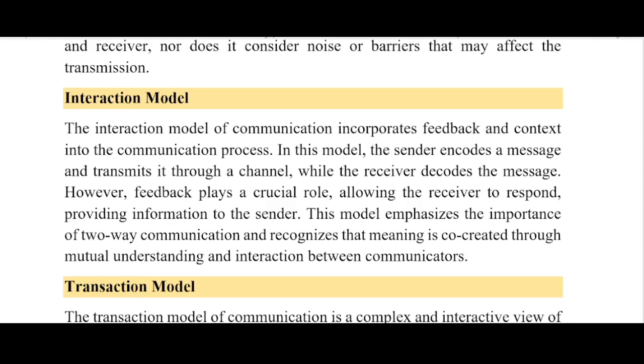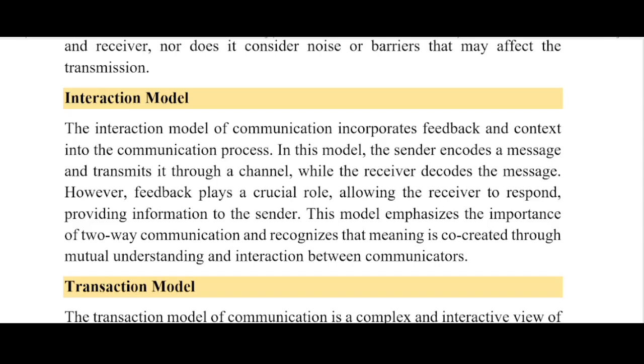In the interaction model of communication, it incorporates feedback and context into the communication process. Here, the sender encodes a message and transmits it through the channel, while the receiver decodes the message. However, the feedback plays a crucial role, allowing the receiver to respond, providing the information to the sender. For example, while we are calling someone else or our friend, we send a message to them.